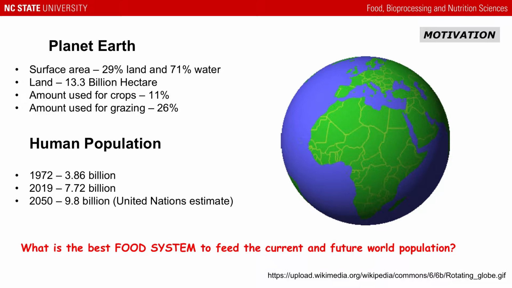The other thing I think is interesting is if you look at our current population, about 7.7 billion, I asked myself, well, when was it half? And it was half the year after I graduated from high school. So in my adult lifetime, I've seen the population of the world double. And we're going to 9.8 billion estimated by 2050, and that number keeps on going up. Each time you want to look up something like this, it keeps on going up. Okay? So we have to ask the scientific question, what is the best food system to feed the current and future world population? How do we address this?